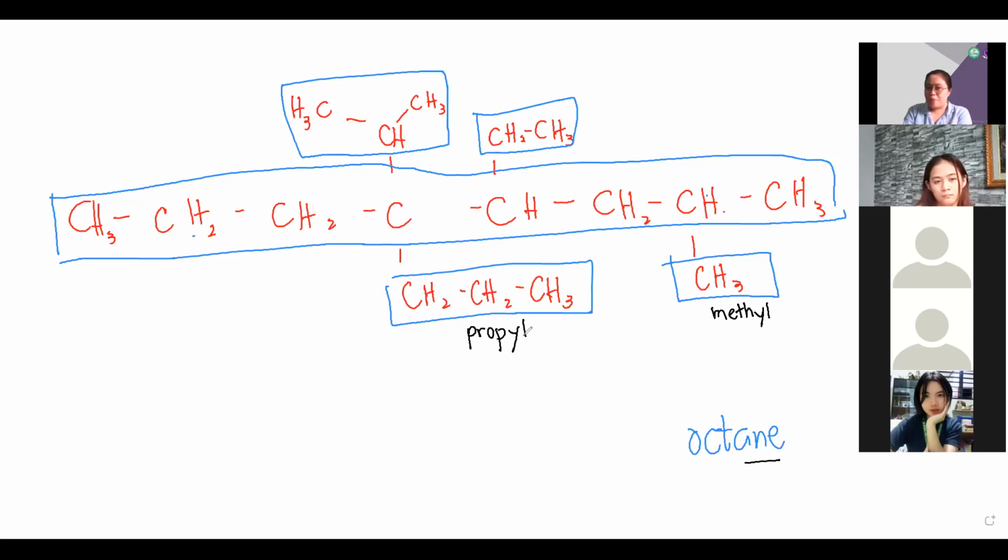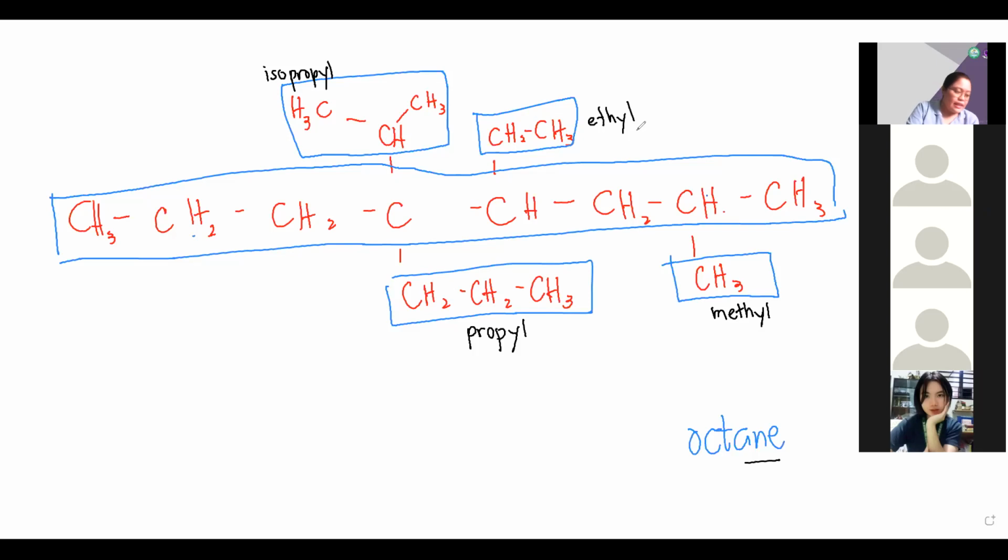Not an isopropyl, ha, kasi remember the isopropyl is this one: 3 carbons and then the connection is at the center. Anong kaibahan nila ni propyl? The connection here is on the terminal, sa end. Ito nasa gitna. And then this one is 2 carbons, so we will call this an ethyl.